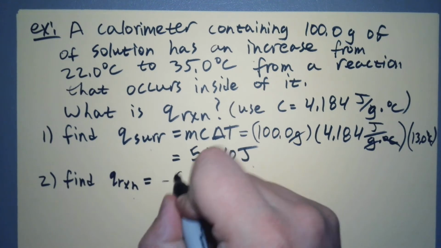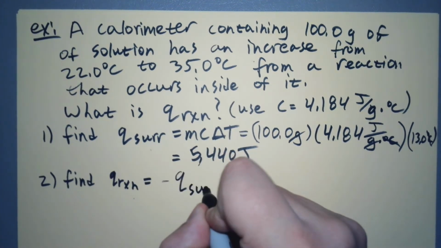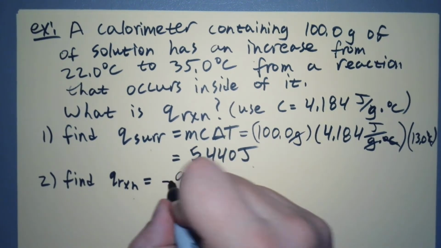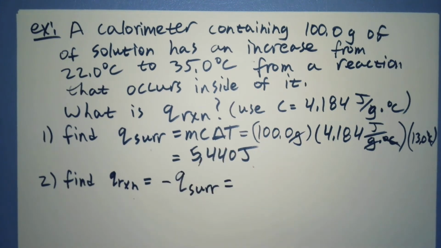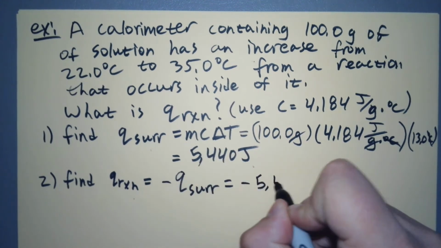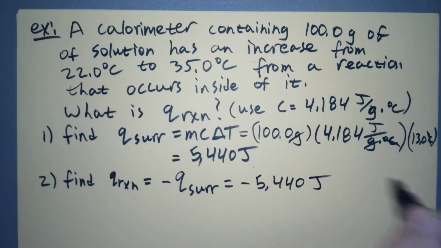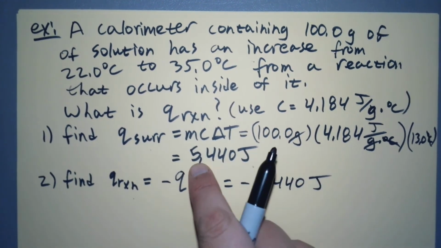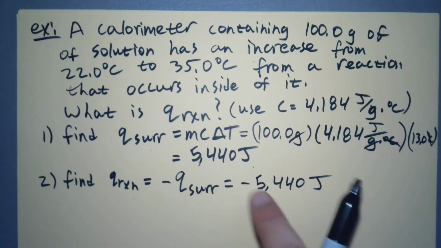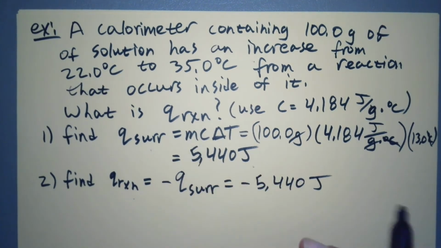Q reaction is going to equal -1 times Q of the surroundings, because they're equal and opposite. And so it is -5,440 joules. Isn't the conservation of energy beautiful? I just take that, put a minus sign in front. If it was negative, make it positive, so on. So just flip it. I just flip it.